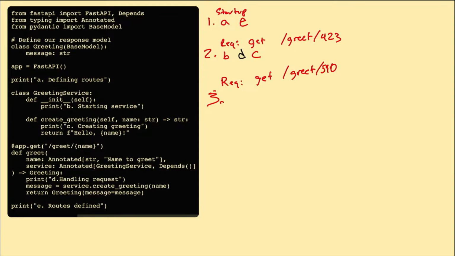But nevertheless, the same process is stepped through here. So same idea. We come in with a new request, name now would be 590, but we still need a new service.